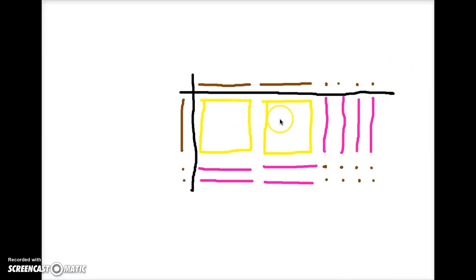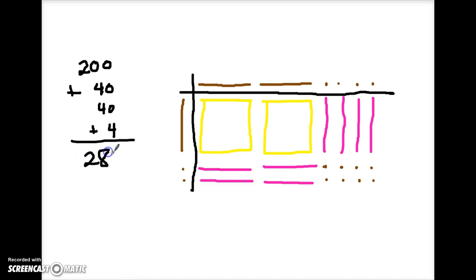Here are our 2 hundreds. Here are our 4 tens that represent that part of the partial product. Here are 4 tens, and here are our 4 singles. So again, you do your partial products: 200 plus 40 plus 40 plus 4, for a sum of 280.